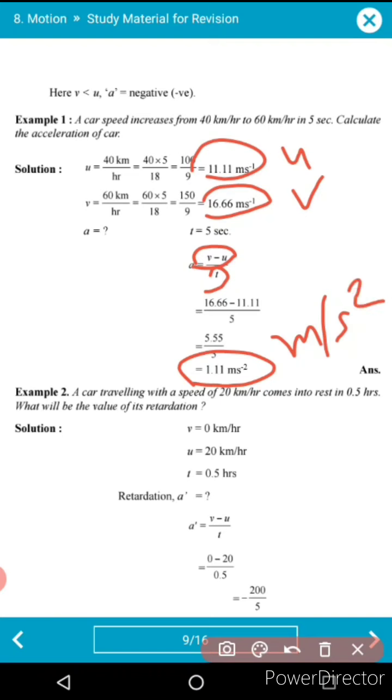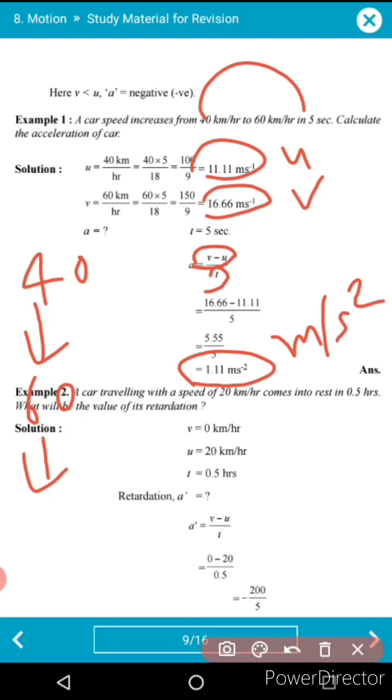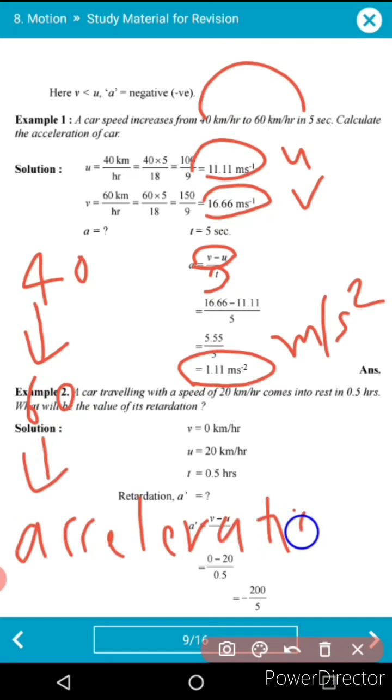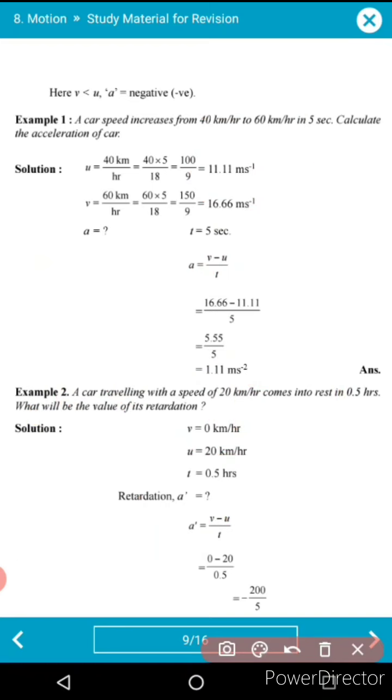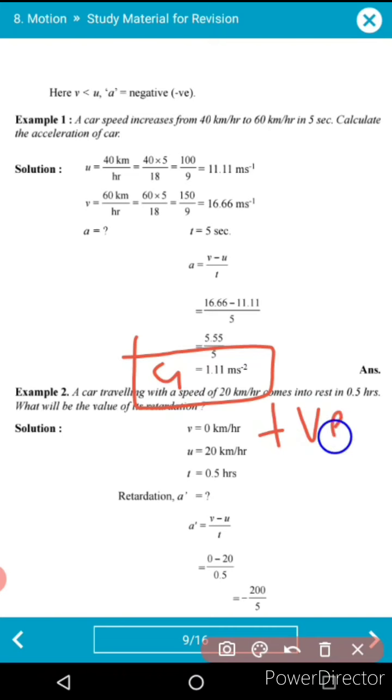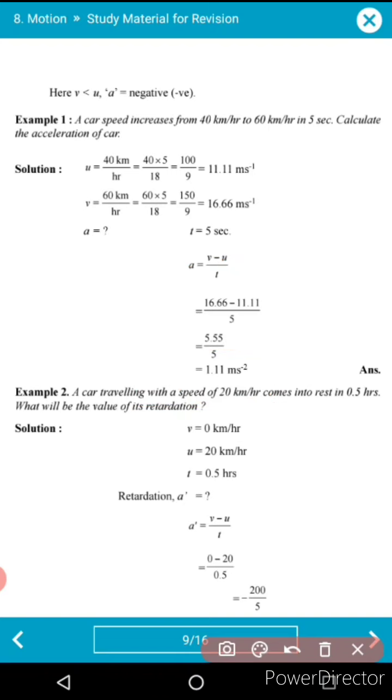Understood? Now in this case the speed increases. See, from 40 to 60 the speed increases, so this is called acceleration. This process is called acceleration. So here your acceleration will be positive. This answer will be positive. Understood? Here see, this acceleration value 1.11 meter per second square is positive because your vehicle speed increases. Clear? Okay.